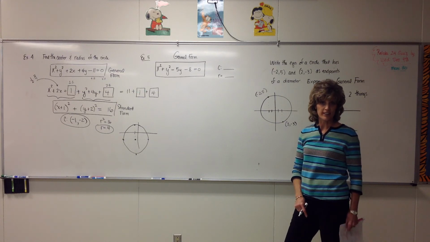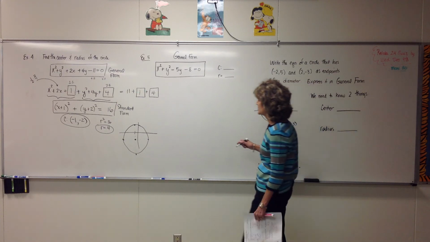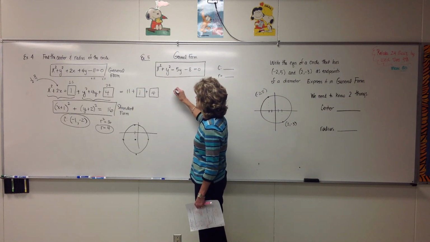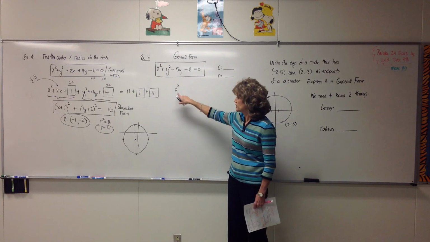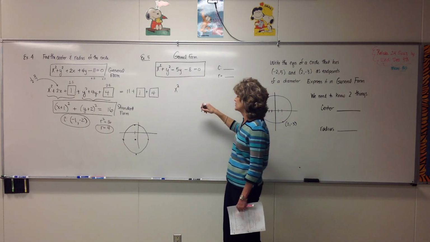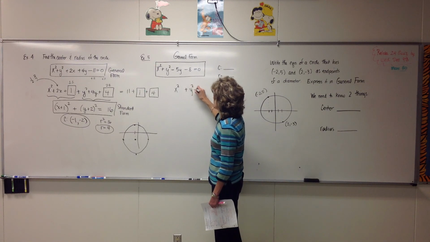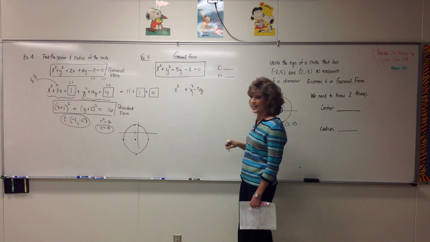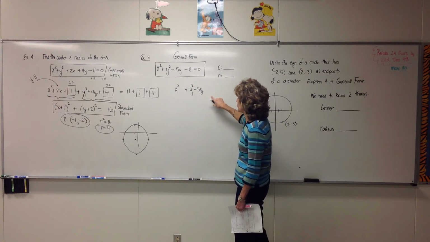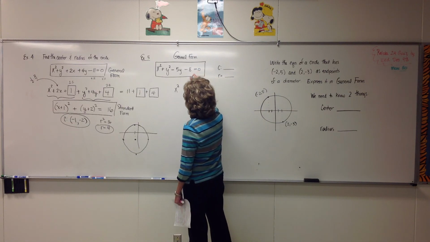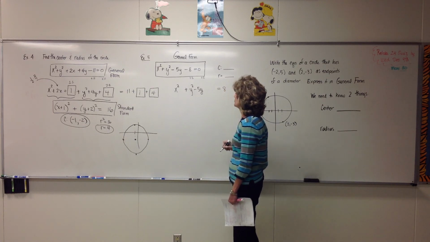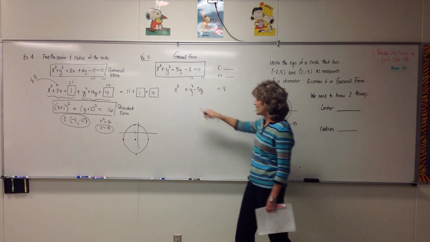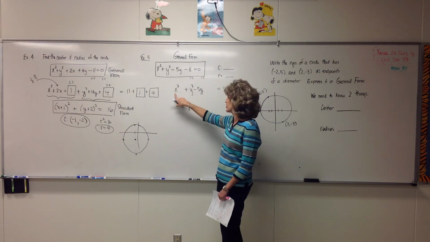We want to group together all of the x's and then group together all of the y's. And on this one, there's only one x value, so I don't have enough terms to be able to complete the square for x's. But I have y squared minus 5y, and negative 8 is not the number that I need to complete this square. So the first thing we really need to do is add 8 to both sides and make it equal 8.